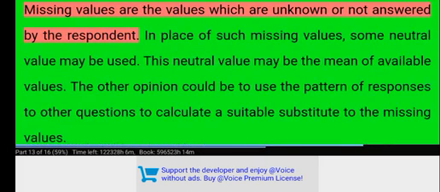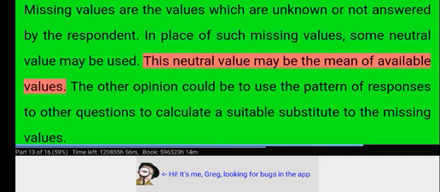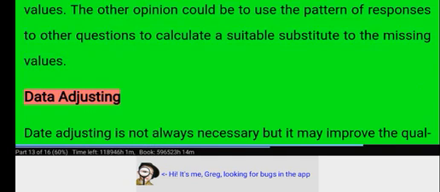Missing values are the values which are unknown or not answered by the respondent. In place of such missing values, some neutral value may be used. This neutral value may be the mean of available values. The other option could be to use the pattern of responses to other questions to calculate a suitable substitute for the missing values.